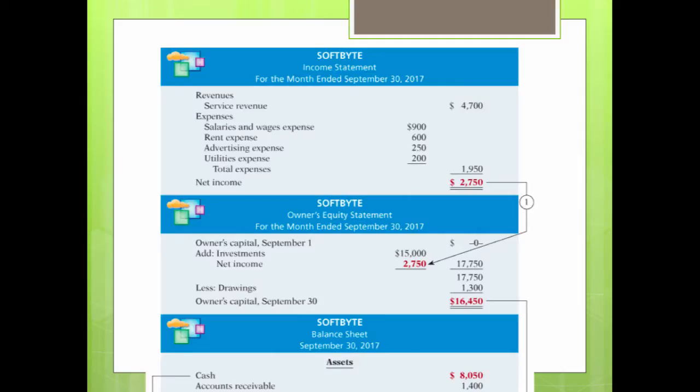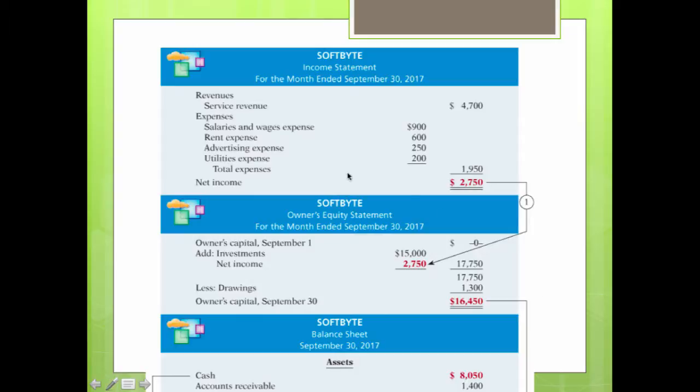This is an example of the four statements from a previous book that I used when I taught this course in previous semesters. I like this visual because it shows you how different information within each financial statement relates to other parts of the financial statement. You can see that by the arrows. So let's go through it step by step.